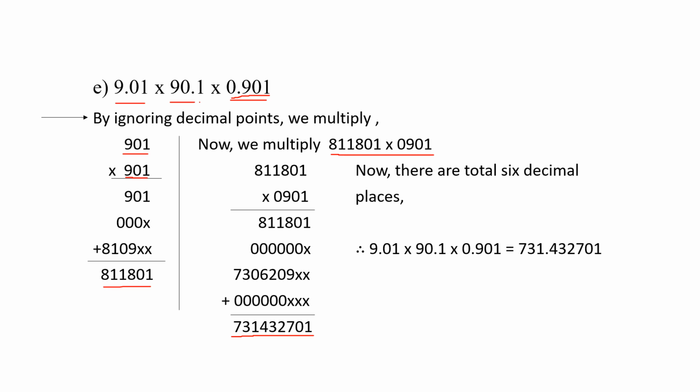Now we'll check how many total decimal places are there. So here 2 decimal places are there, here 1 decimal place is there, and here again 3 decimal places are there. That means total 6 decimal places are there, right? So to our product, what I'll do, we'll move from right to left and we'll leave 6 places. So 1, 2, 3, 4, 5, 6. So here we'll put our decimal point. That means our answer is C, 731.432701.